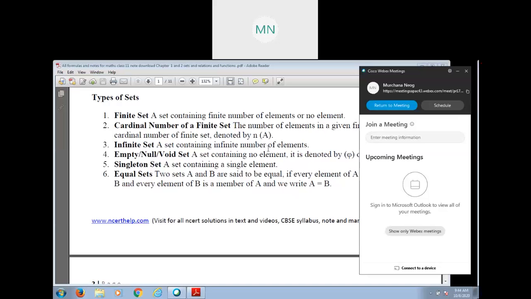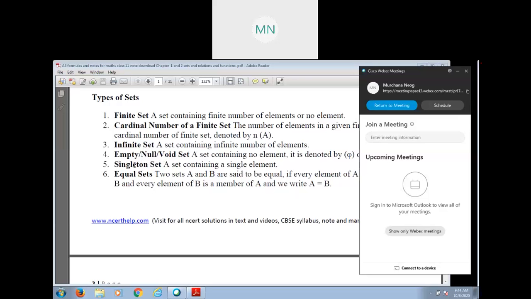So it is 5. Next one is the infinite set. An infinite set means a set containing infinitely many elements. Suppose the set of natural numbers. If you consider the set of natural numbers, then the elements of N are 1, 2, 3, 4, 5, 6, and so on. There are infinitely many numbers in that set, and so N is an infinite set.